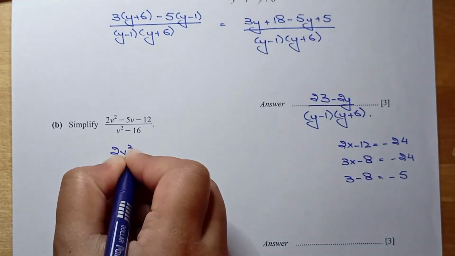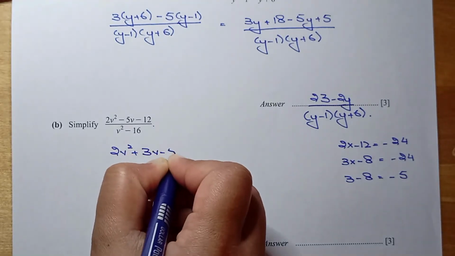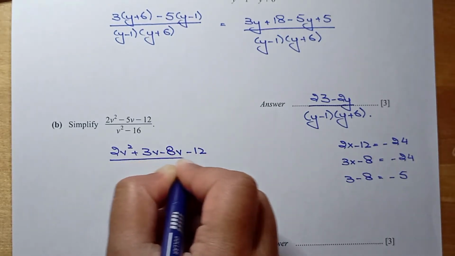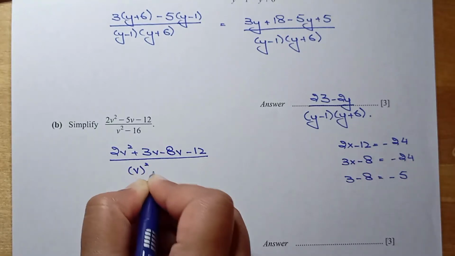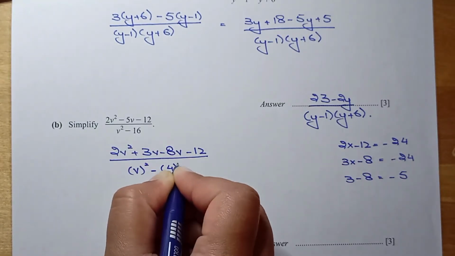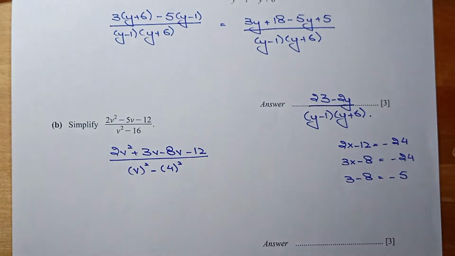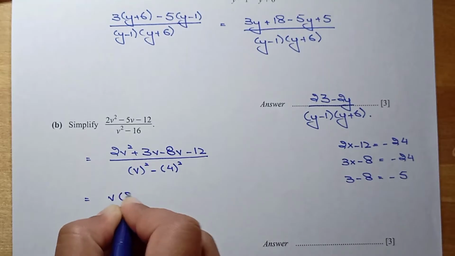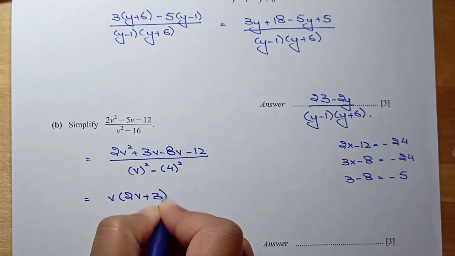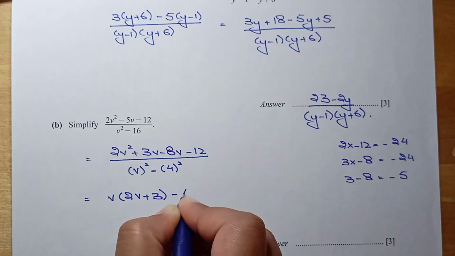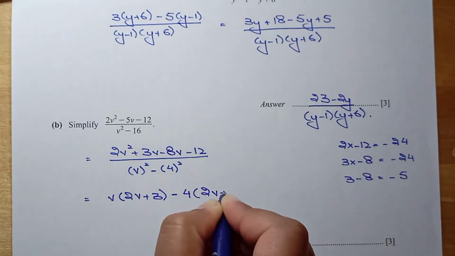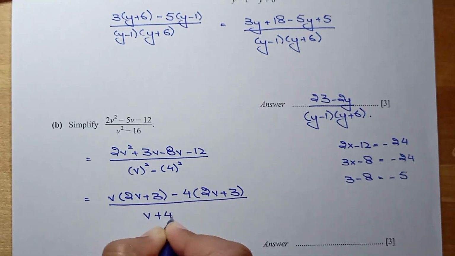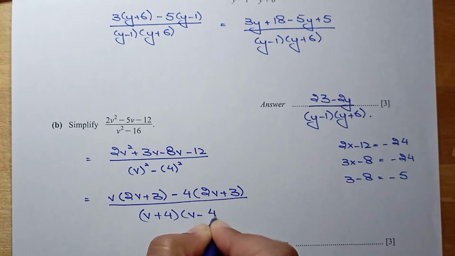So 2v square plus 3v minus 8v minus 12, and in the denominator we can say this is v square minus 16, which is a square minus 4 square. So we need to use the formula of a square minus b square here. Now we can take v common, and we are left with 2v plus 3. Let me take negative 4 common, and 2v plus 3, and in the denominator we have the factors v plus 4 and v minus 4.